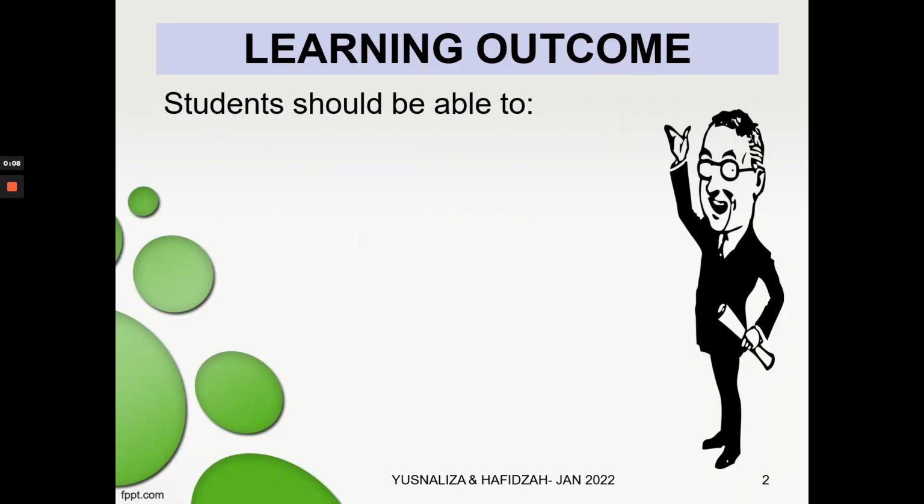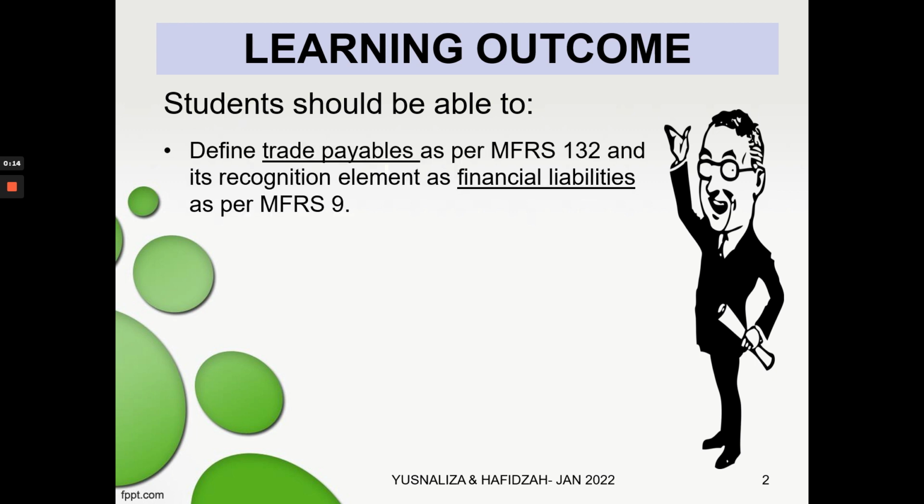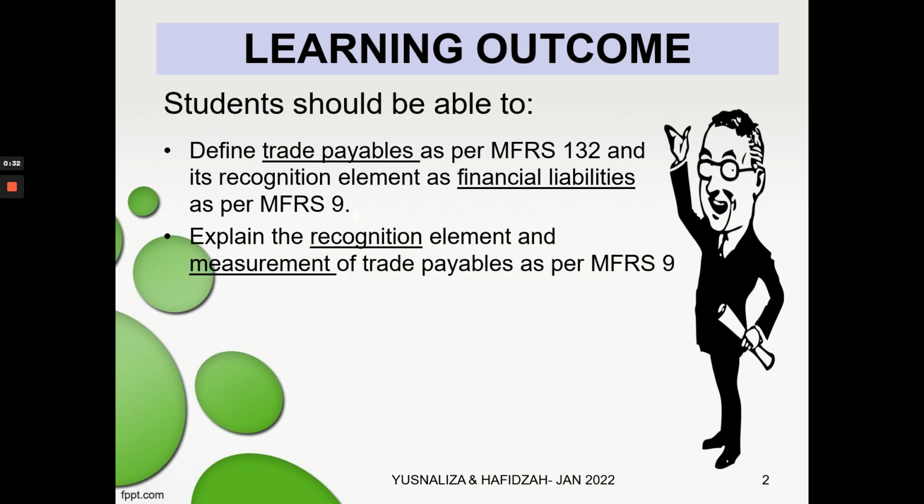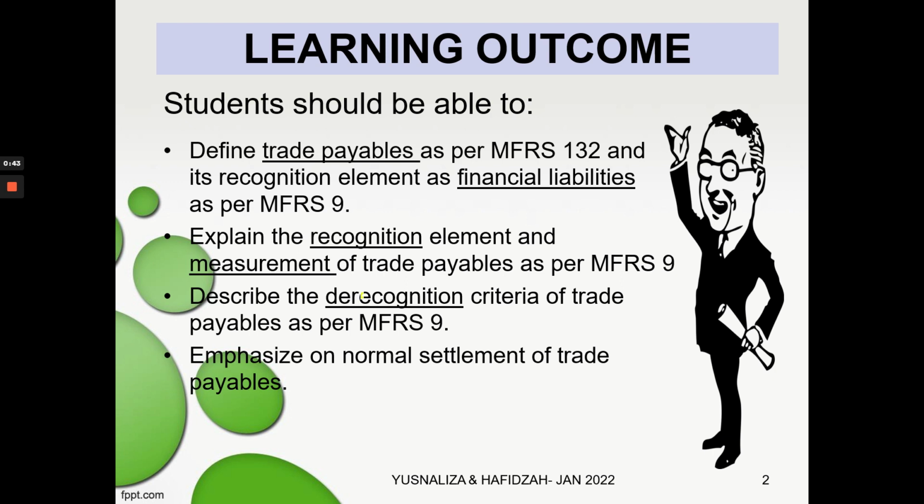So let's start. Let us look at the learning outcome. You should be able to define trade payable, because trade payable is actually under payables as per FAR 132, which is on the presentation of financial instruments, and its recognition element as financial liabilities as per FAR 9. FAR 9 is on financial instruments. And the second learning outcome is to be able to explain the recognition element and measurement of trade payable as laid down by IFRS 9, to describe the derecognition criteria of trade payable.